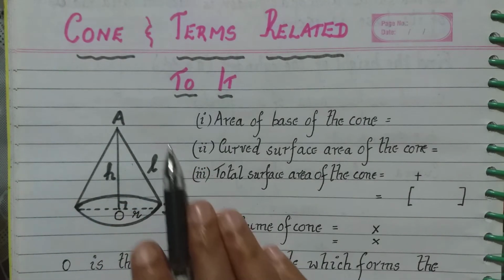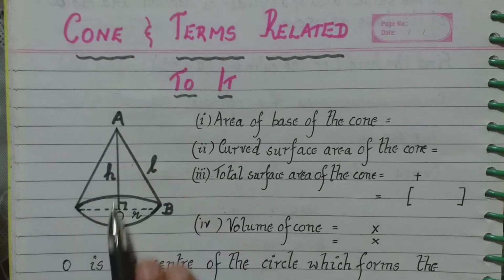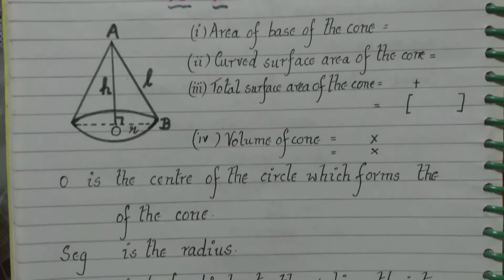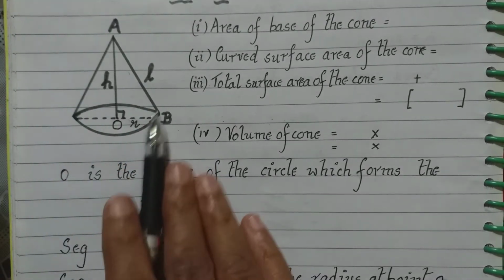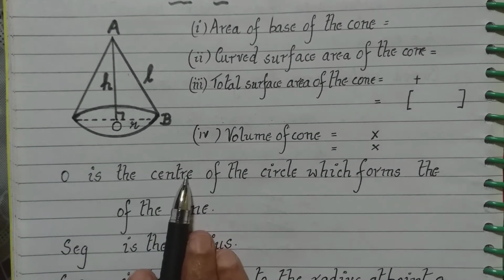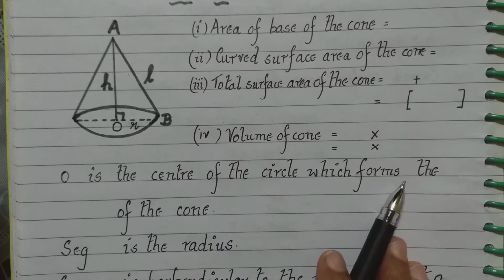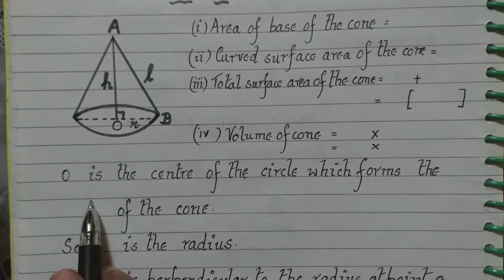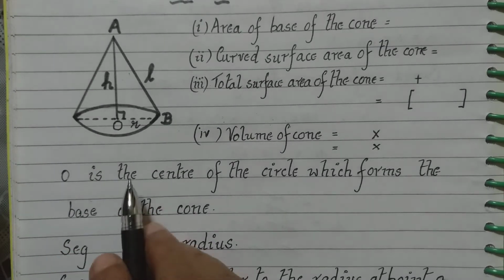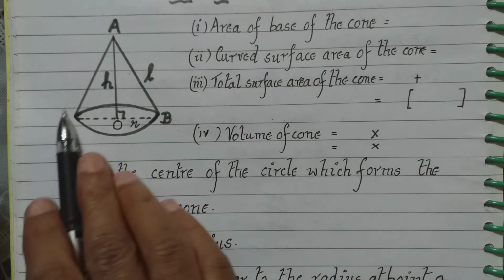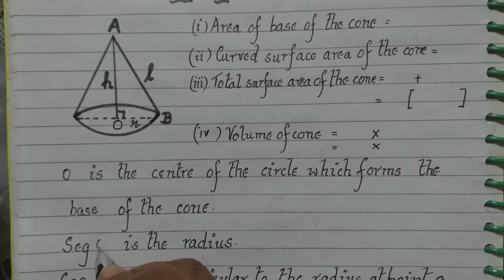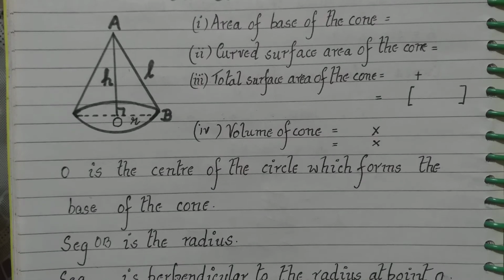So here you can see, this is a cone, the pointy part is on top, the base which is a circle is below, and now we see the explanation given here. Since the base is a circle, it will have a center, and we have taken the center as O. O is the center of the circle which forms the base of the cone. Then they are talking about the radius. So this is a circle, the radius will be OB. So we can write here segment OB is the radius.